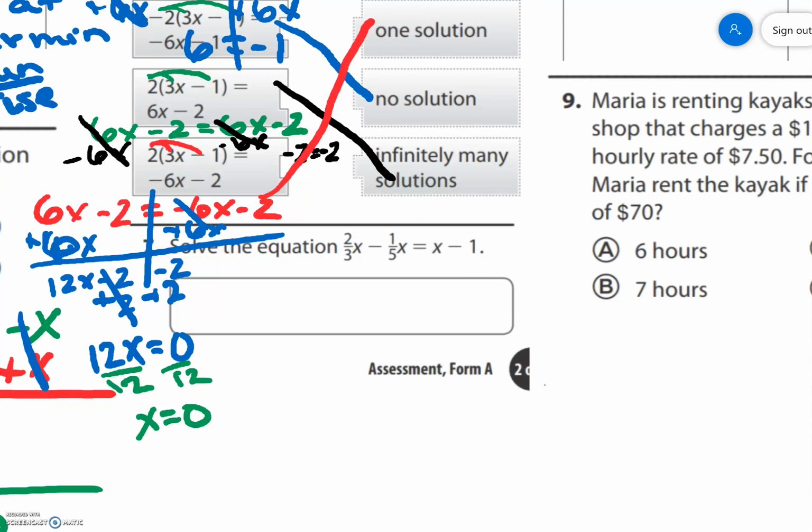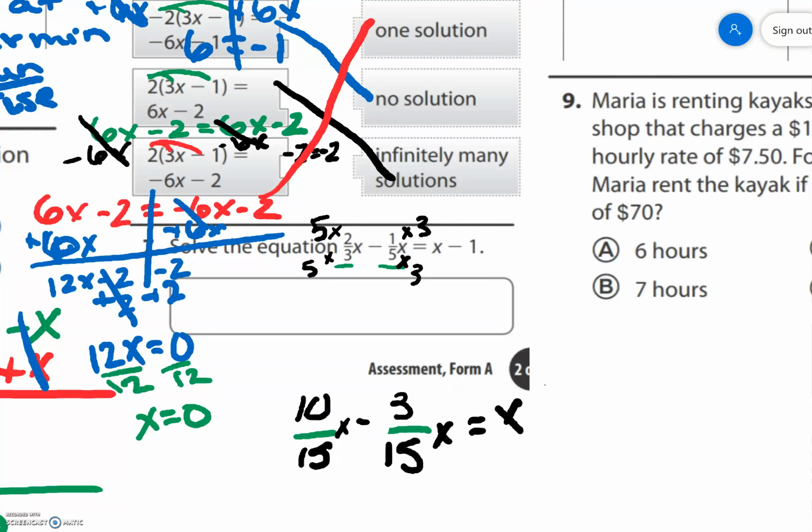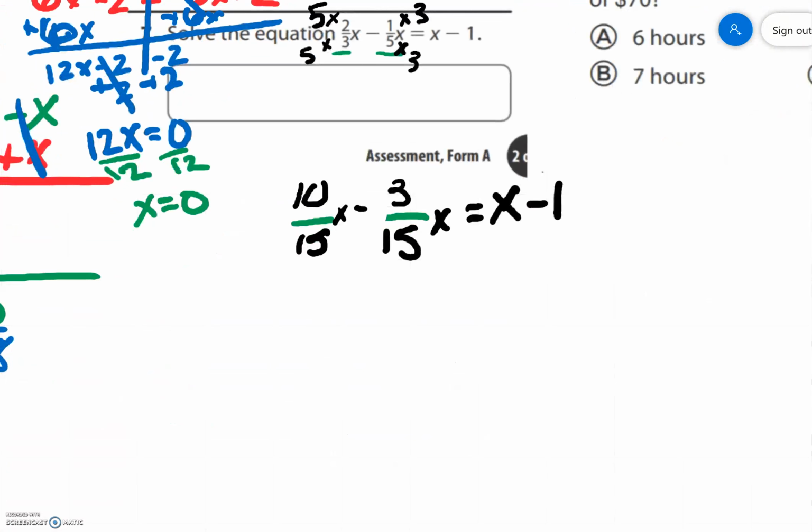Number 7, solve the equation. Again, just like that first problem, I see two fractions that don't have a common denominator. Our common denominator is going to be 15. So I'm going to multiply the first fraction by 5 over 5, and the second fraction by 3 over 3. So 5 times 2 is 10, 5 times 3 is 15. So we got 10 15ths x minus 3 15ths x equals x minus 1. 10 15ths minus 3 15ths is going to give me 7 15ths x equals x minus 1.